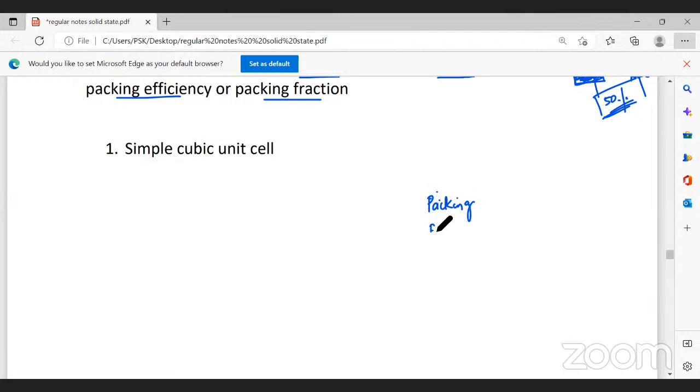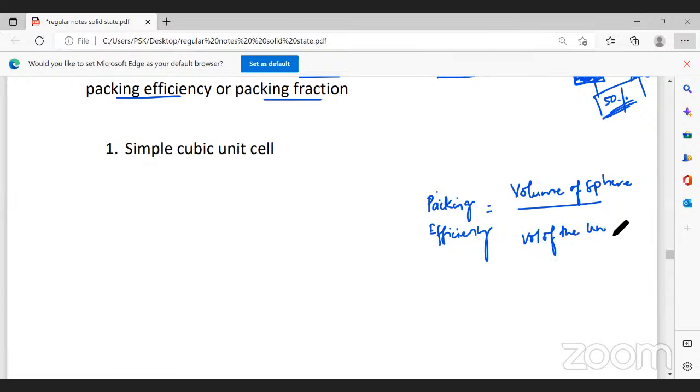Packing efficiency or packing fraction is given by the formula: volume of the sphere by volume of the unit cell. Now tell me, what is the volume of the sphere? You're all learning mathematics. 4 by 3 pi r cube. Pi is a constant value, and r is the radius.